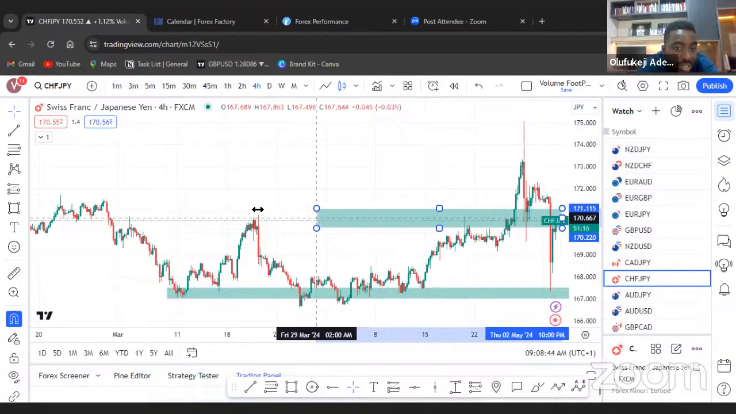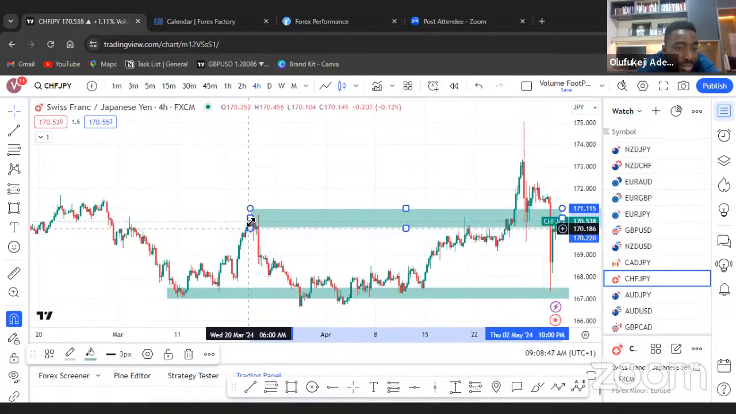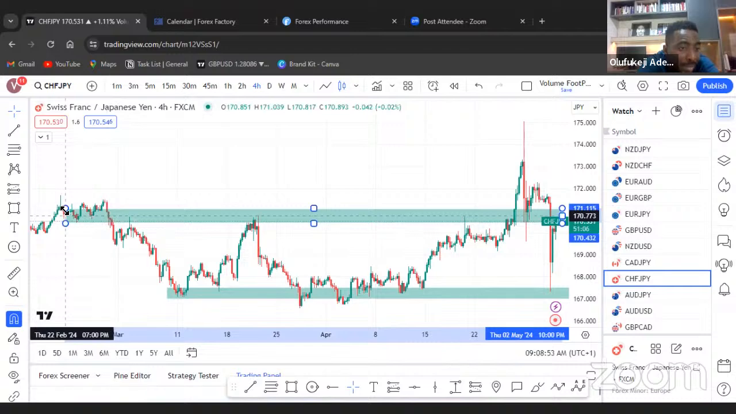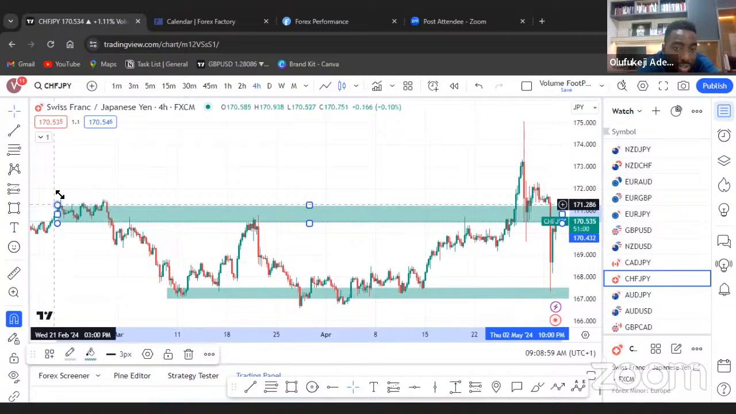20th of March. Sorry, of February. We look at all the way up. There, that place up there. That's the shoulder. So you can take it up. That's a shoulder. That's a sweep. That's a break of structure.